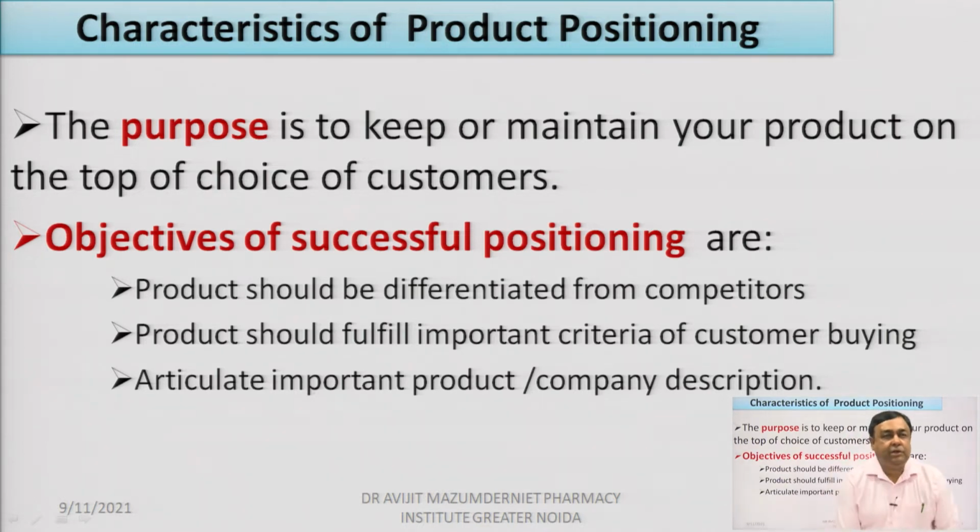So, the characteristics or the objective of product positioning is to keep or maintain your product on the top of the choice of consumers. See, customers are your focus. They have a preferred choice list, and it is your managerial skill, your marketing skill, which will help your product to be in the top priority amongst the customers. And that is the main purpose of product positioning: to keep or maintain your product on the top of the choice of customers.